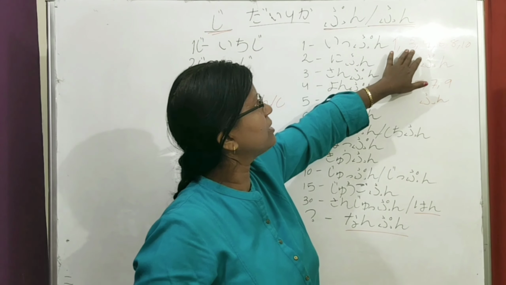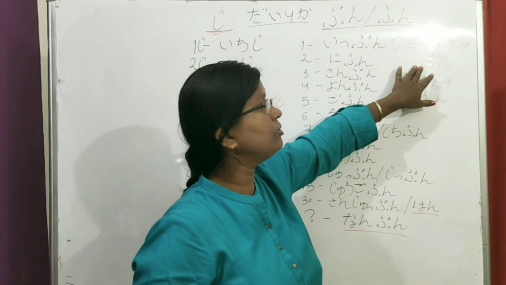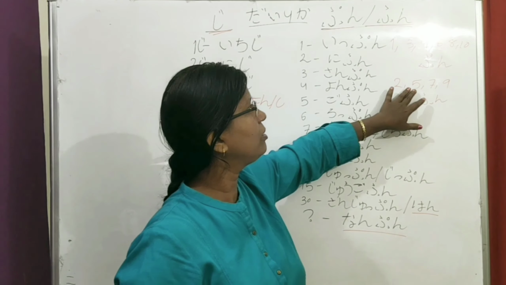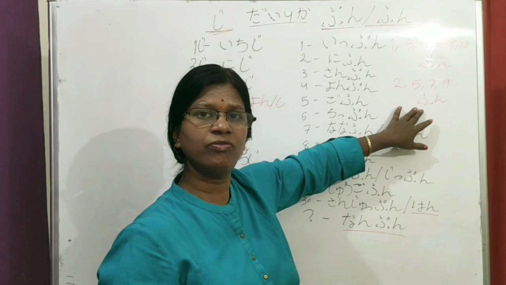For ichi, san, yon, roku, hachi, ju, we use pun. For ni, go, nana, kyu, we use fun.